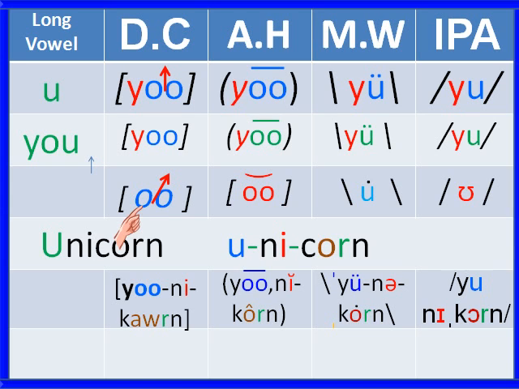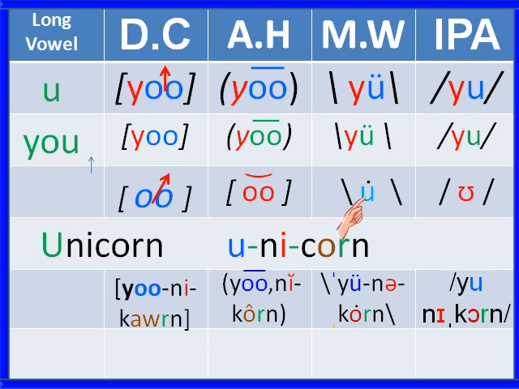Now go over to American Heritage. It has the long double O with the line going across the top. But look down here. You see the short double O has a curve over the top. Now go over to Merriam-Webster. You see the long double O with the two dots over the top, but the short double O only has one line over the top.